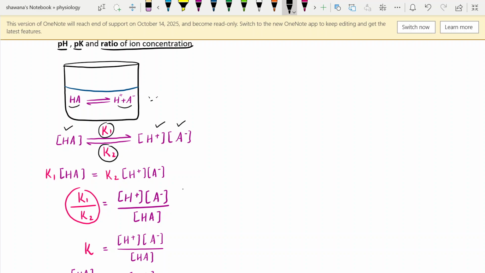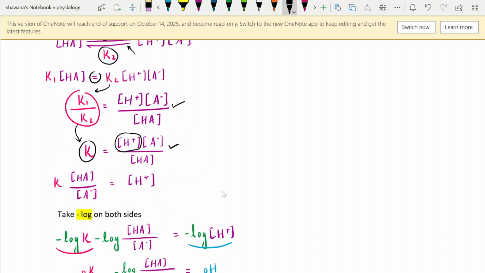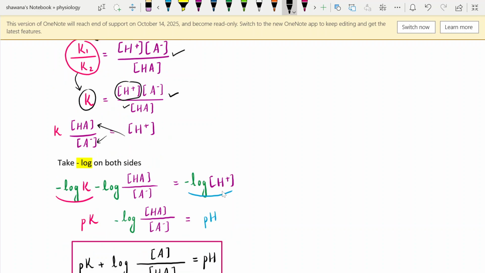We need to find the hydrogen ion concentration, so we can leave the hydrogen ion where it was and take the rest of the things to the opposite side. When this division goes there, it becomes multiplication, and the multiplication changes to division. This is going to get us our final Henderson-Hasselbalch equation. In this condition, we need to multiply both sides by negative log. It's negative log, not the positive log. It's very important to remember, we need to multiply both sides by negative log.